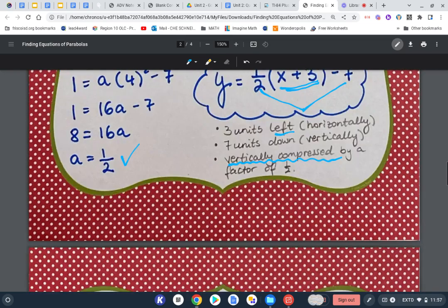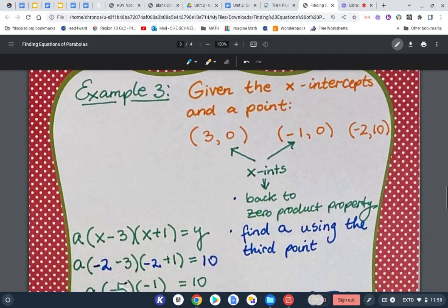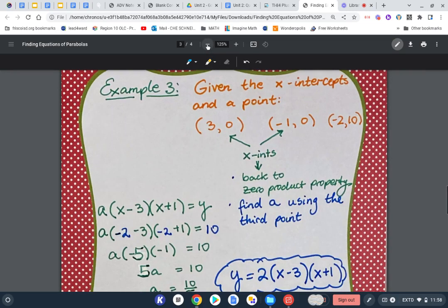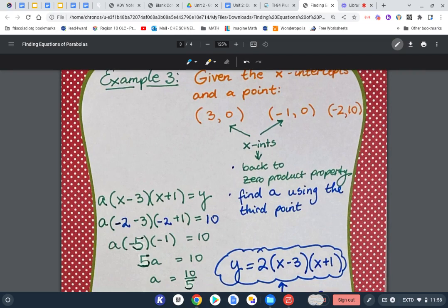So rework the examples as needed. Here's example number 3. What if we're given the x-intercepts and a point? When you're given the x-intercepts, you don't want to use the vertex form because it's not going to help you. Now you want the factored form, okay?